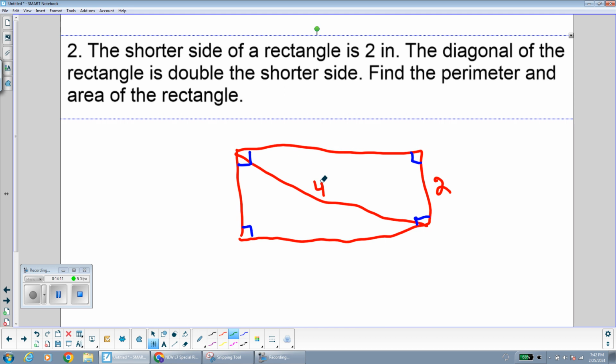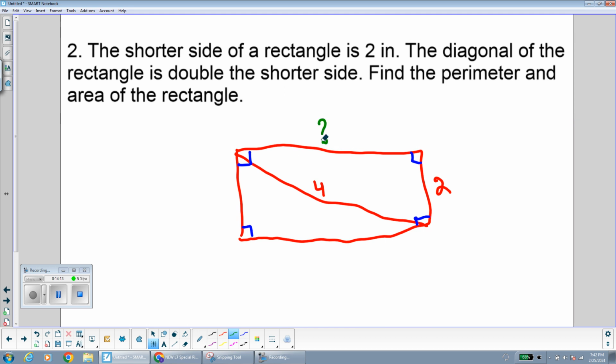So I can use the Pythagorean theorem to find the other side. I'm going to plug into a squared plus b squared equals c squared. The hypotenuse is 4. One of the legs is 2. And we're finding the other leg.